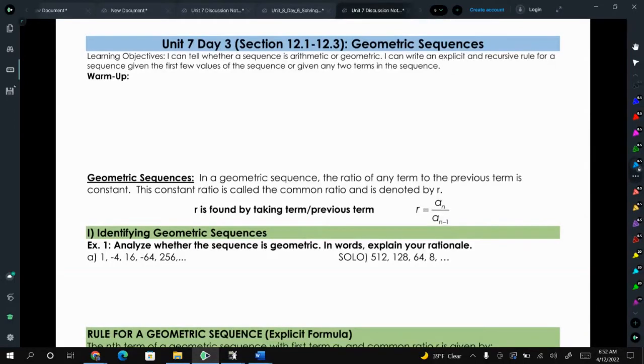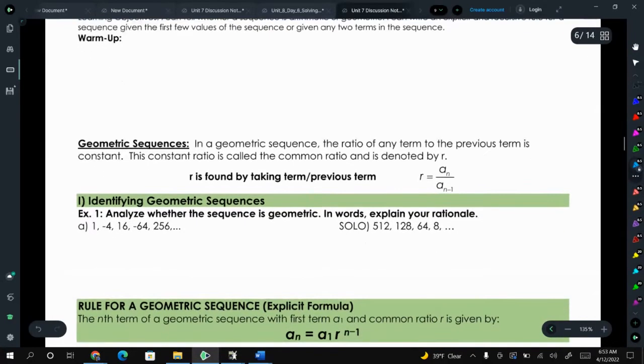Today we're going to be talking about geometric sequences. We've already talked about arithmetic sequences and how we can write equations or rules for those. In arithmetic, we remember we are adding and subtracting the same amount. When we are talking about geometric sequences, we are multiplying or dividing by the same amount to get the next term. However, we don't write them with a division symbol.